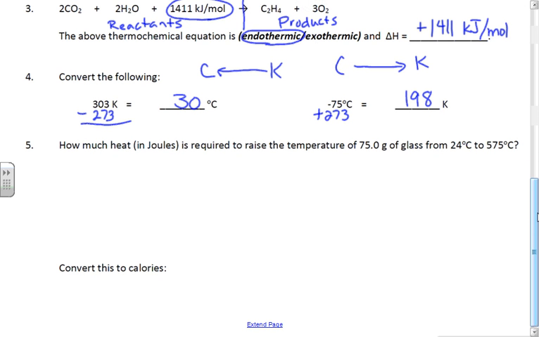For the last one here, we are trying to find out how much heat in joules is going to be required to raise the temperature of 75.0 grams of glass from 24 degrees Celsius to 575 degrees Celsius. So we're going to use Q equals MC delta T. We're trying to find out what Q is. So we need the mass. We have 75.0 grams for the mass.